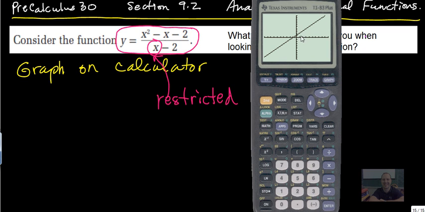Did I type something in wrong? I don't think so. No, I didn't type anything in wrong. So there's something else going on here, and it is a new type of restricted value. This is called a discontinuity. It's called a point of discontinuity or a gap discontinuity.